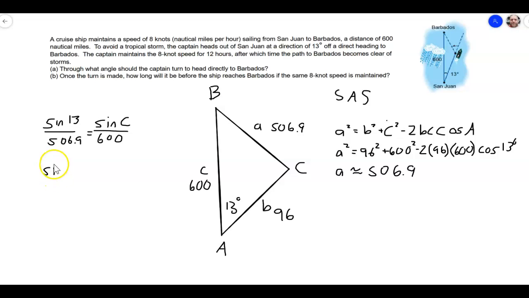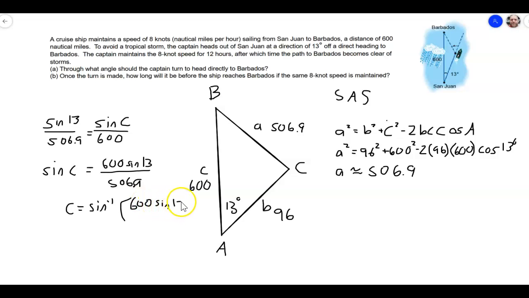So you're going to get the sine of C is going to be equal to 600 times the sine of 13 degrees all over 506.9. Hopefully we used enough decimal points in this. So C should be the inverse sine of that whole thing. I hate writing that in, but it's hard with the mouse.